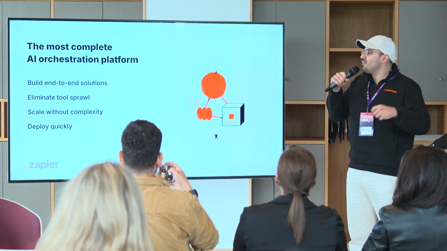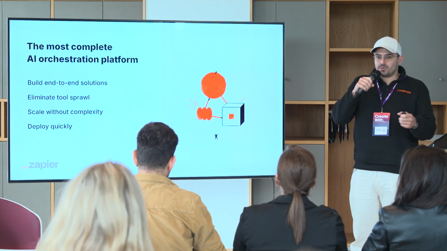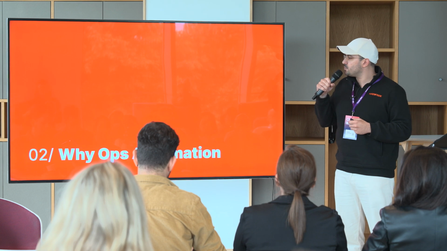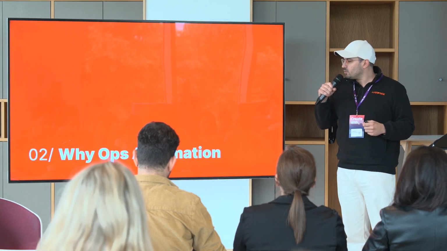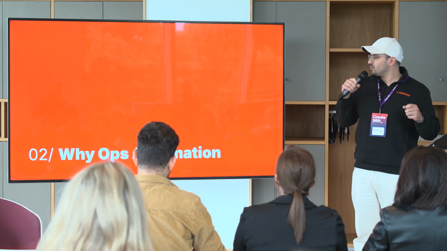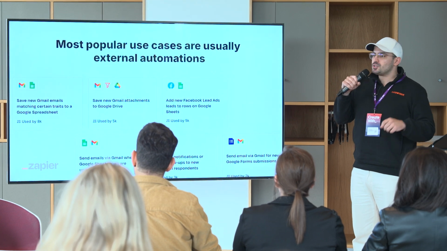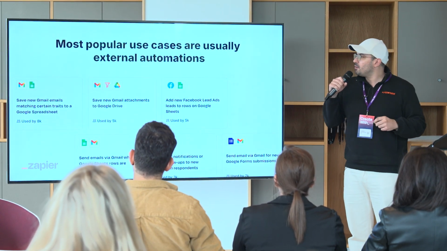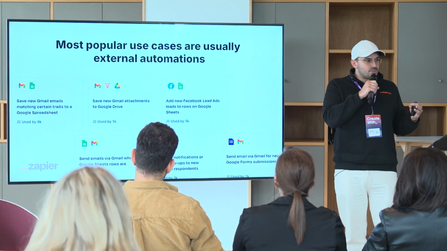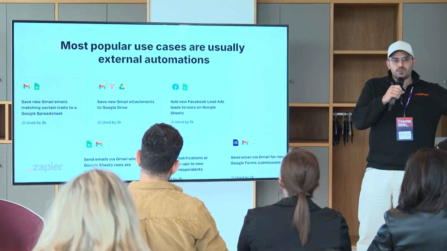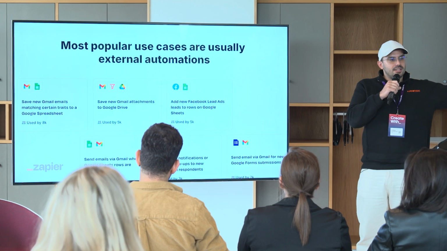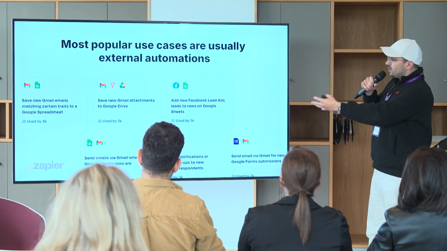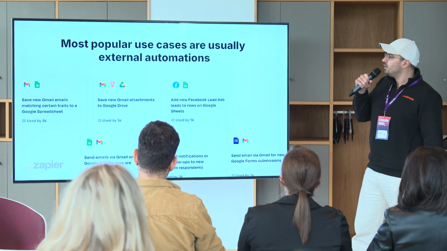You can scale indefinitely, and you can deploy really quickly, especially if you use the templates that we provide for all the apps. But let's go to our topic: why automate your team's operations. When you think of products like Zapier, most of the time you think about external automations, like, I want to connect Facebook with Google Sheets, I want to connect that API with the other API, and do my work. These are the most popular templates from Zaps right now.